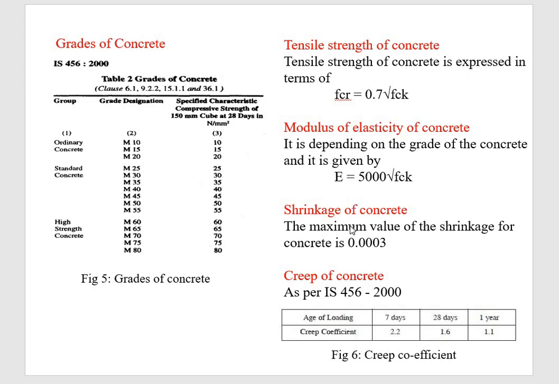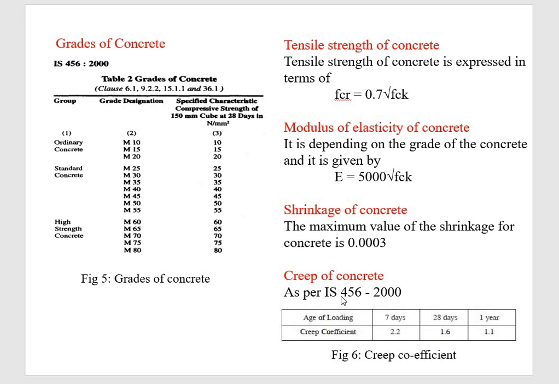Next thing is shrinkage of concrete. The minimum value of the shrinkage for concrete is 0.0003. So keep this value in mind. If shrinkage of concrete is asked, sorry, it's not a minimum value, it's a maximum value. The maximum value of the shrinkage of concrete is 0.0003.